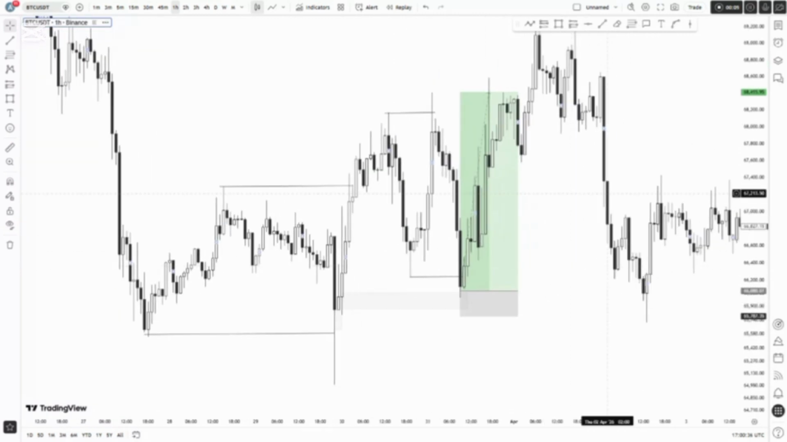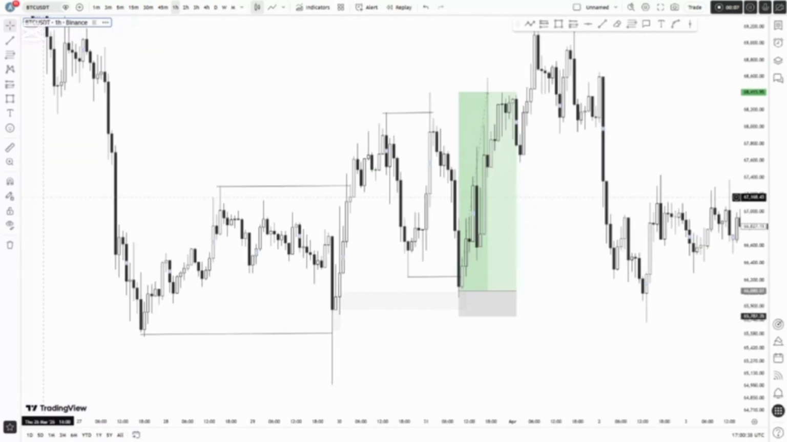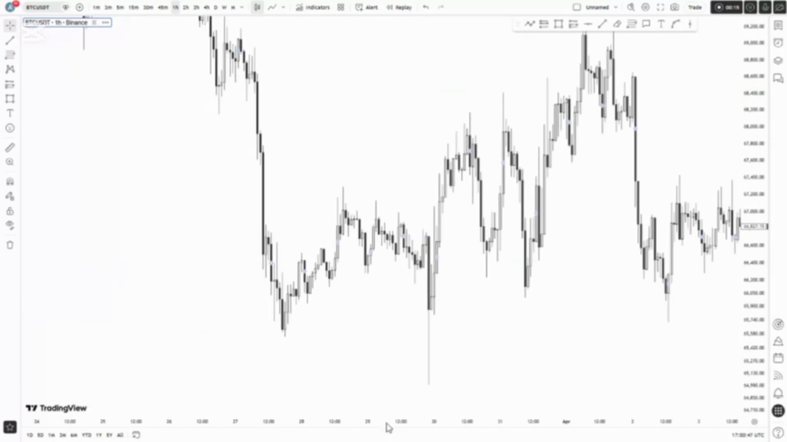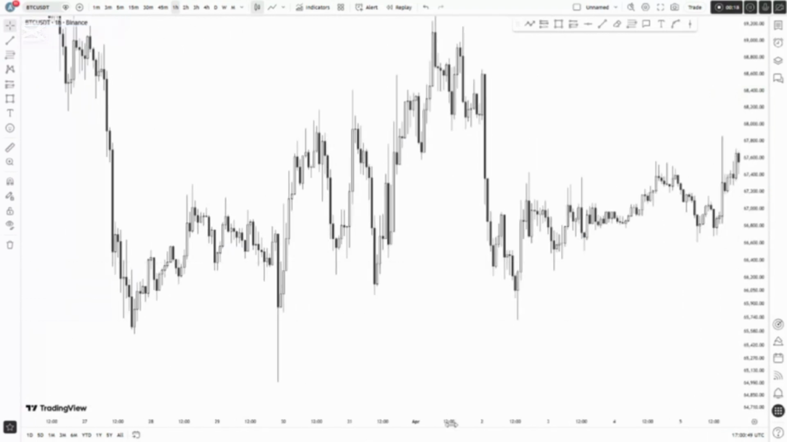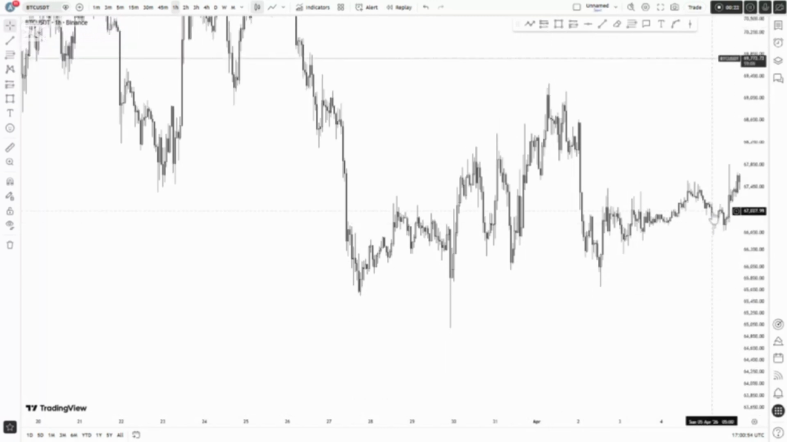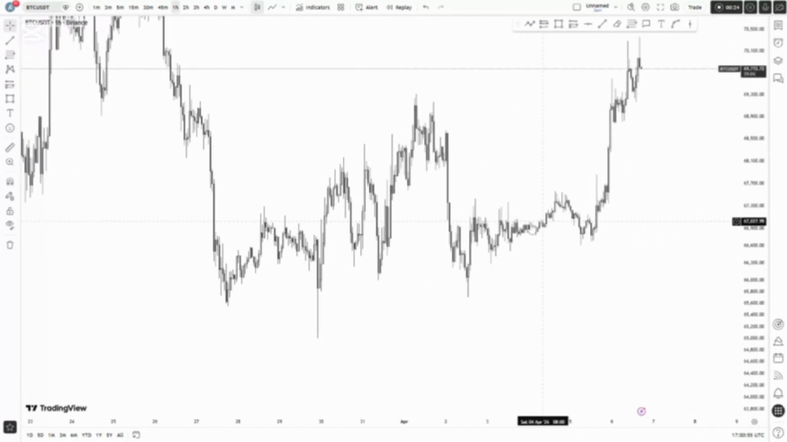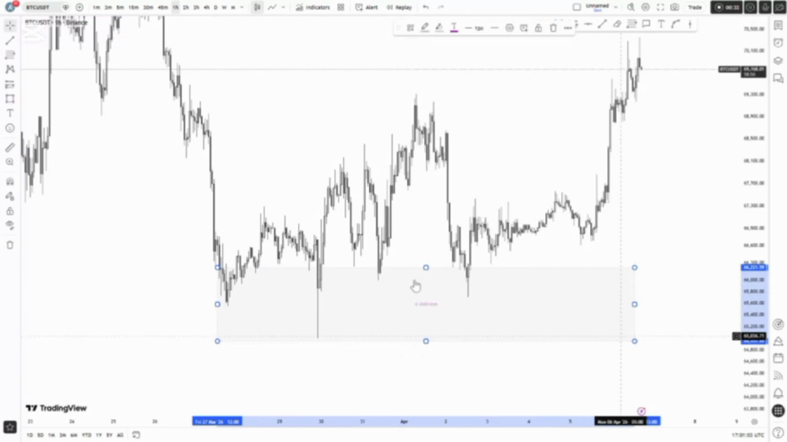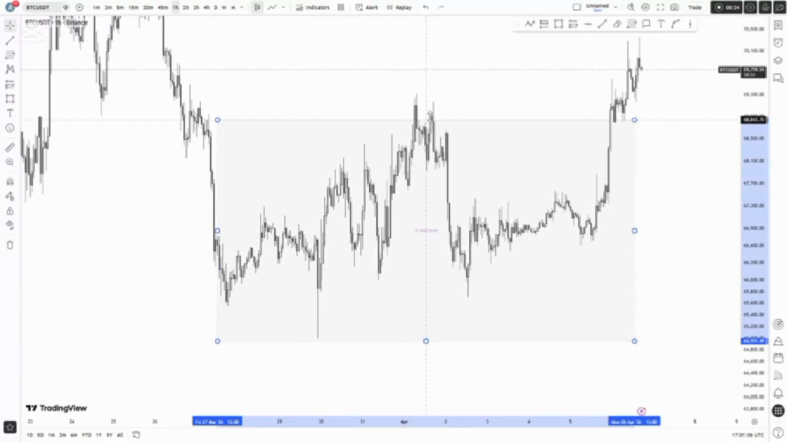So, I'm going to be doing a quick breakdown on the BTCUSDT trades that I took. First of all, I'm going to clear the drawings I have on my chart to make it more neat and precise. Okay, so this is the 1 hour time frame on BTC, and I'm going to be focusing on this range, from this higher low to the previous high.